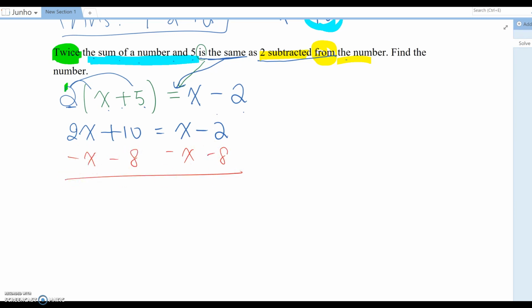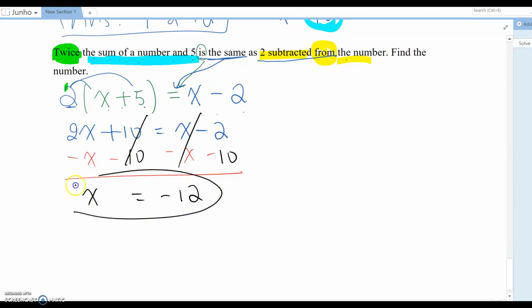Then this becomes x, sorry, this is actually 10. Then x equal to negative 12, because those are gone here, right? So now we find out x equal to negative 12 basically. And then in this case, there's no coefficient of this x term, so just x equal to negative 12 is the answer.